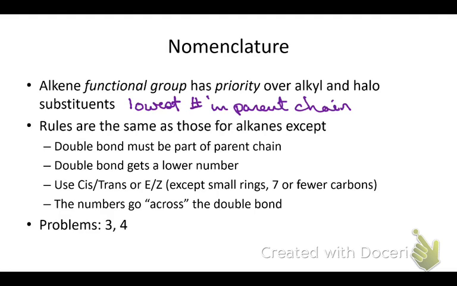You don't have to use cis or trans in rings that are smaller than 8, or 7 or smaller. As soon as you get to 8, then you have to say cis or trans. Because in a ring, if you have a double bond, it can only be cis, it can't be trans, because think about the strain that would cause to have to twist that to form. So it has to be cis in a ring.